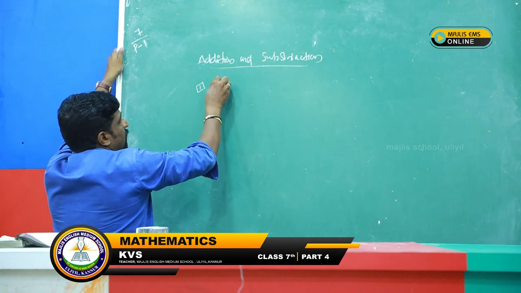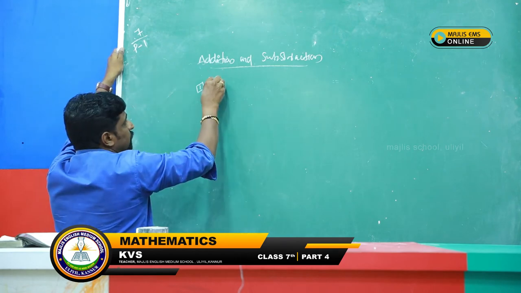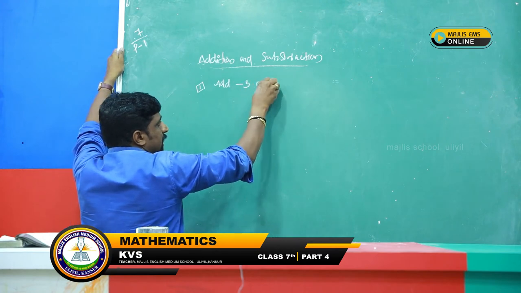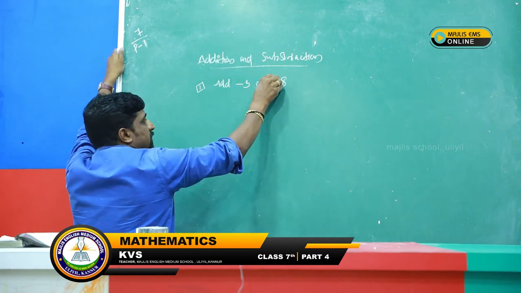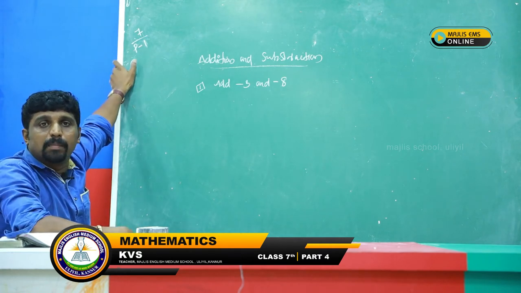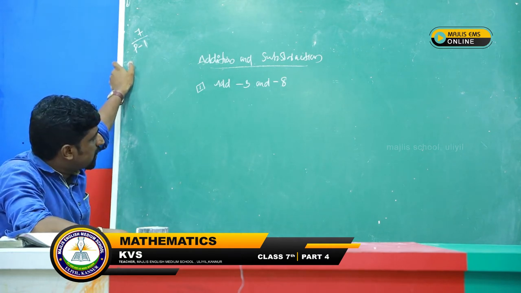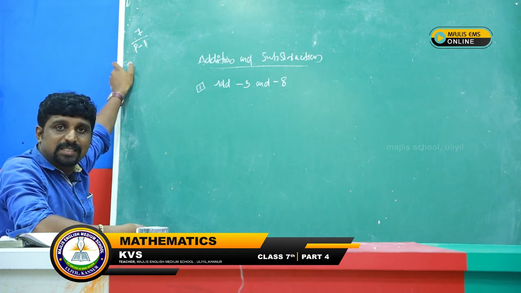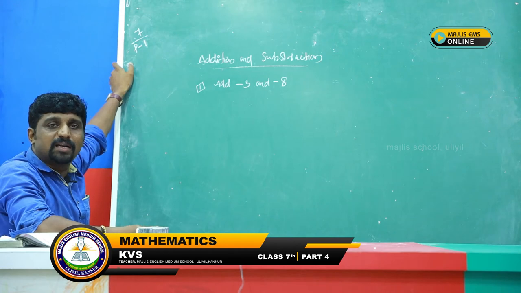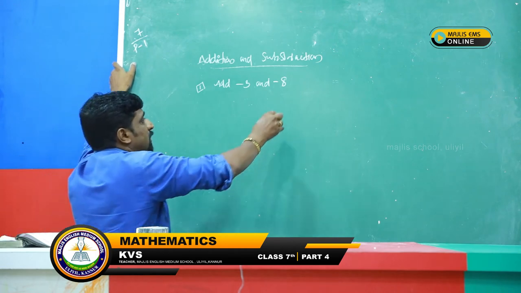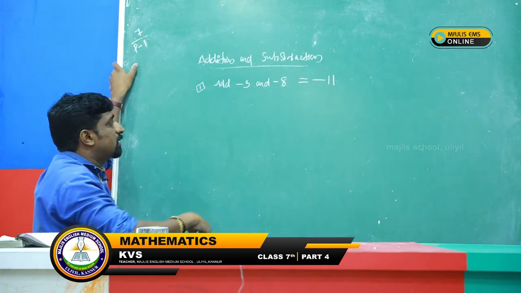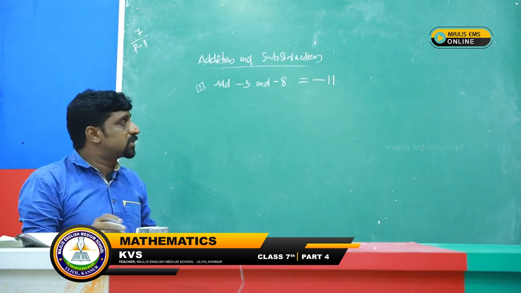Suppose we need to add minus 3 and minus 8. These numbers have the same sign. What do we do? We add the numbers and put the sign. Therefore, the answer is minus 11. Minus 3, minus 8, we get minus 11.